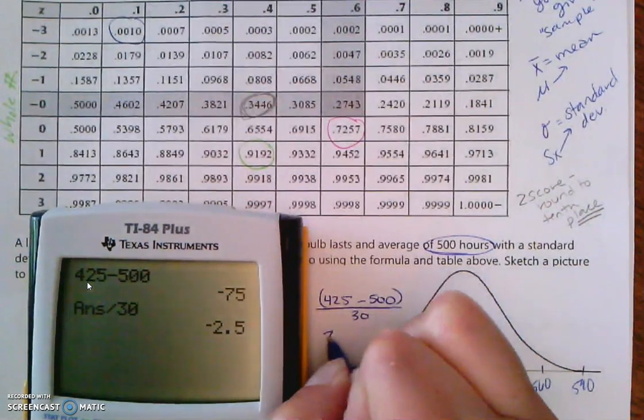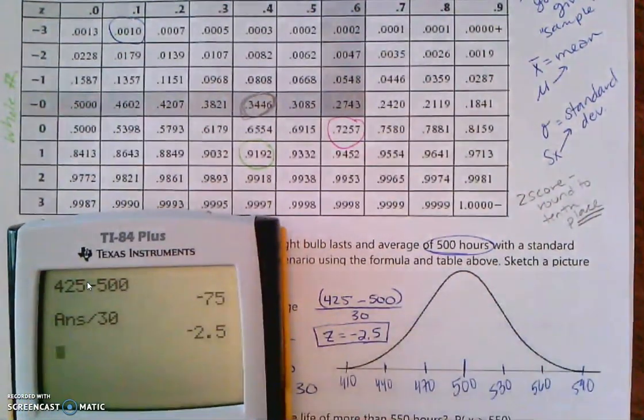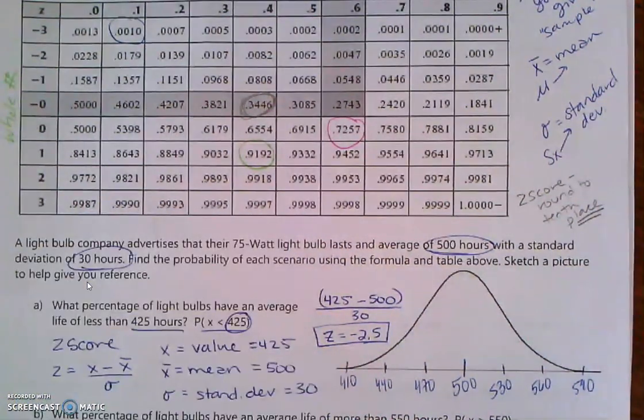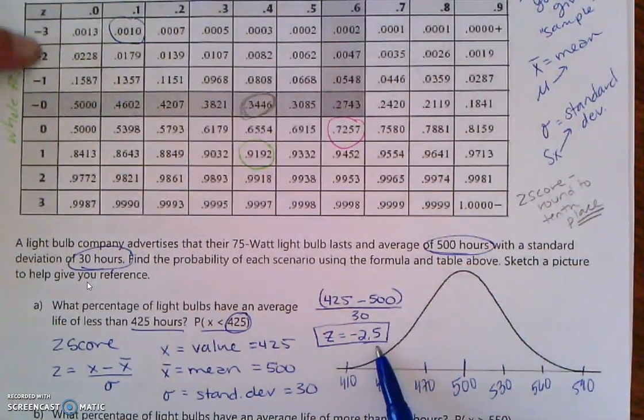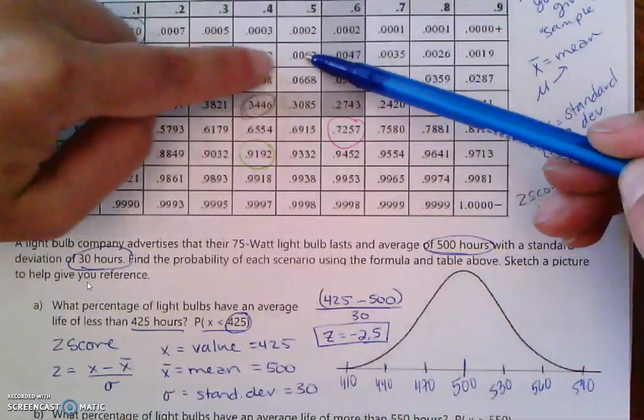So this z-score is negative 2.5. For every single problem that we have, our z-score is going to be recorded, and then we're going to go back and find the probability. So the way you use this z-score, it's negative 2.5. I'm going to go to negative 2. I'm going to go to 0.5, and I'm going to trace all the way across.